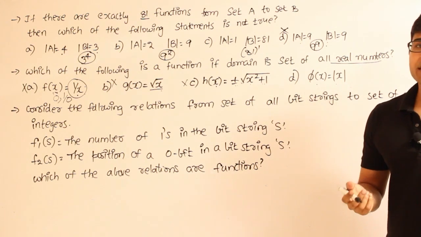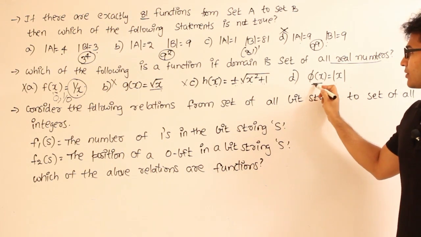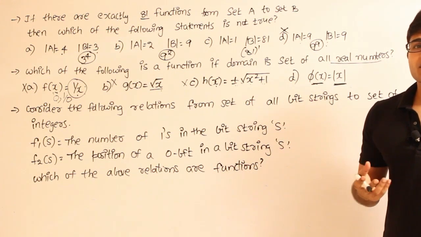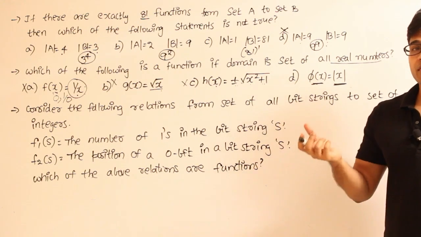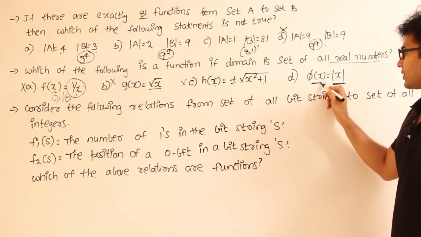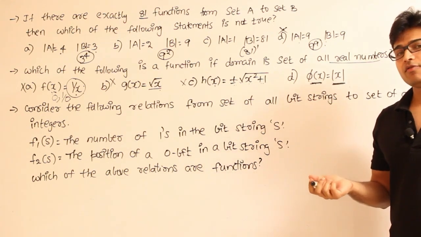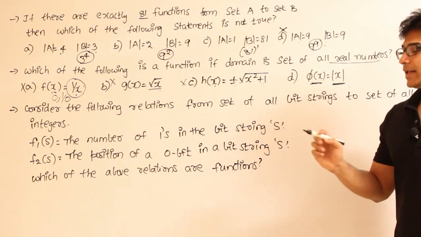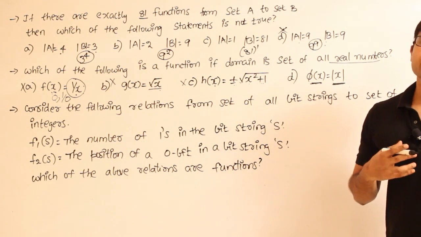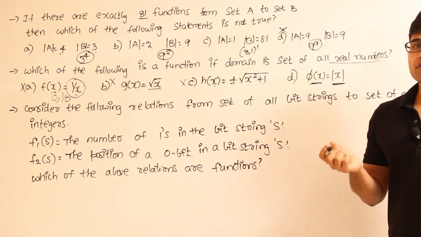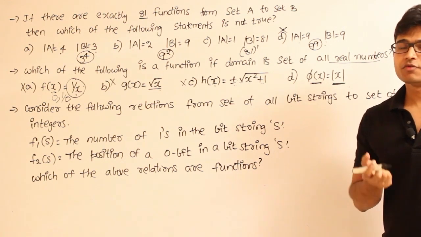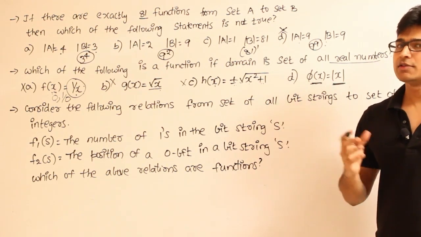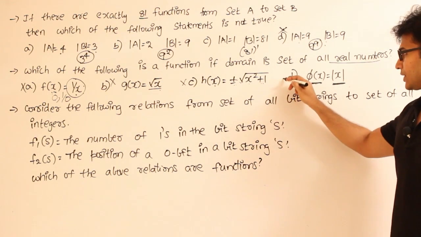So x equal to mod x, which means for every number we are taking the positive version of that number. So for 0 there will be 0, for 1 there will be 1, but for minus 1 there will be 1. So for every number you will get exactly one number as output if you apply the mod function, which means every number in the domain is mapped exactly to one number in the codomain. But more than one element can be mapped to the same number, but that is not a problem at all. So this is definitely a function.